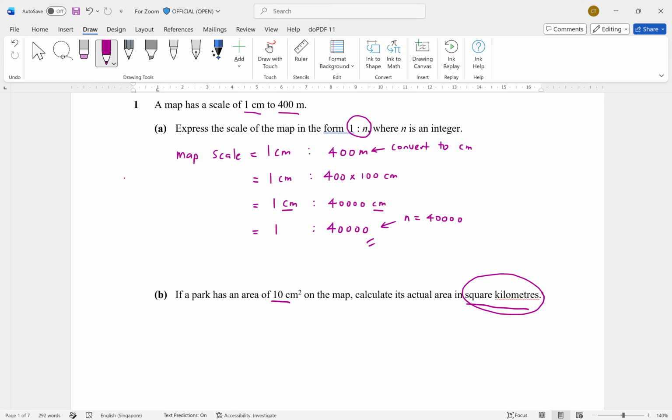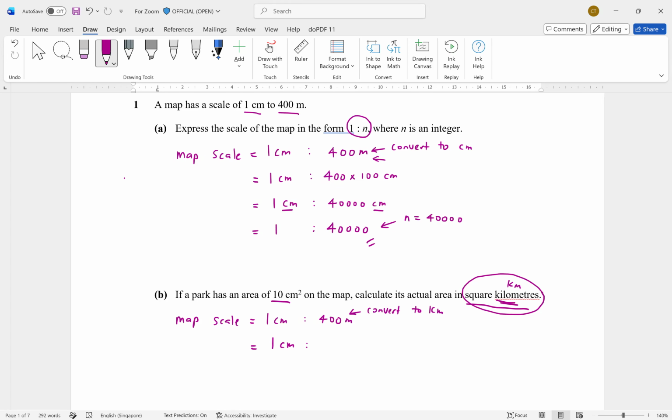Okay, so let's bring back the map scale. If you recall the map scale, the initial one is 1 cm represents 400 meters. But now the question is talking about kilometers. Kilometers means km. So what you want to do is convert this right side, the actual ground, into kilometers.